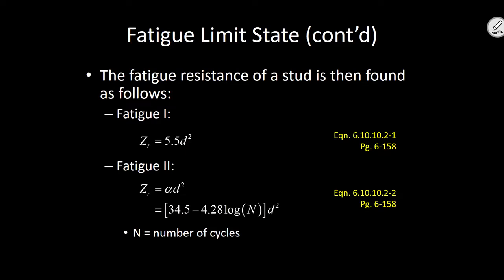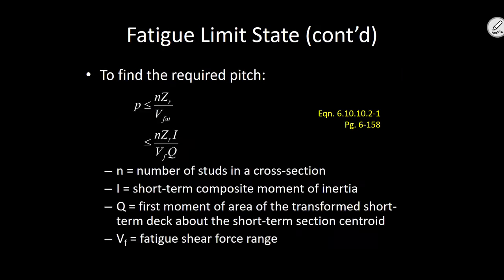All right. So fatigue 1, our fatigue capacity is 5.5 d squared. Otherwise, we have to do a little more work. Now, to find the required pitch, what we're doing is finding the required pitch as a function of our shears. Okay? Now, the plug and chug expression is pretty straightforward. It's all a function of shear flow.